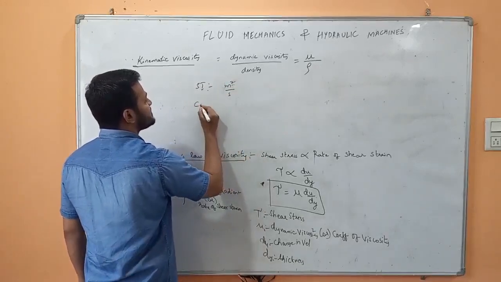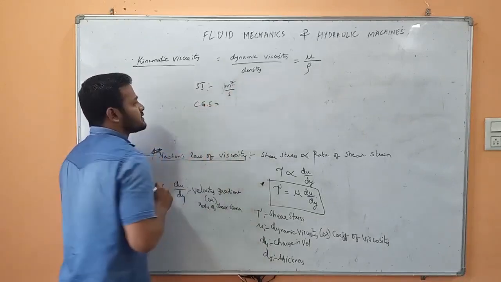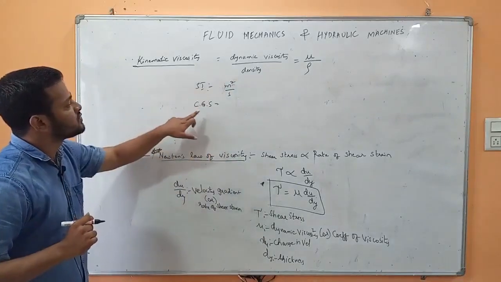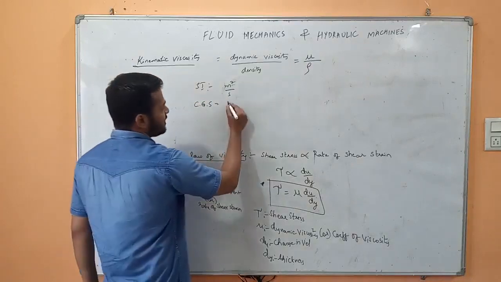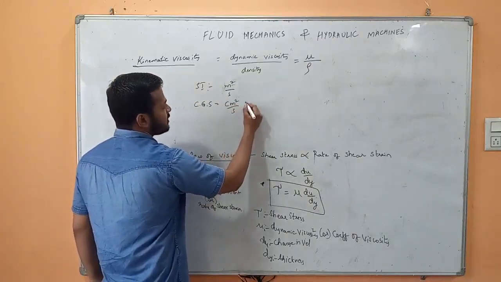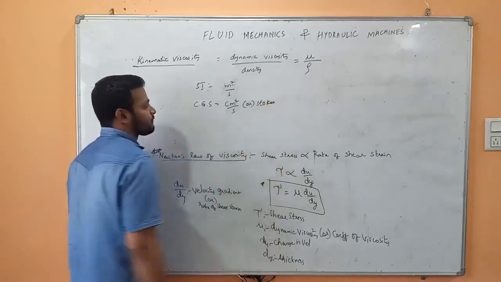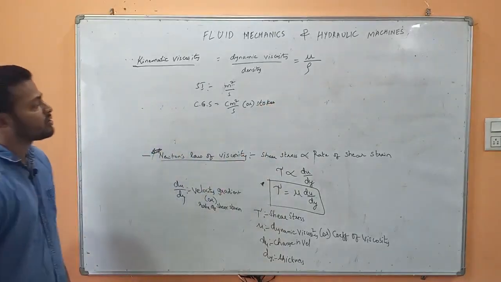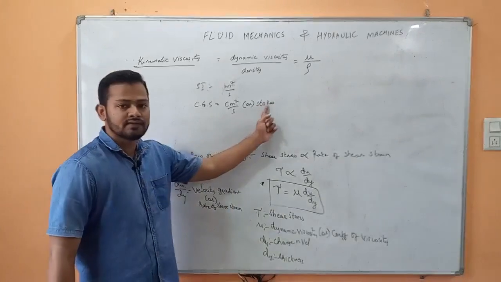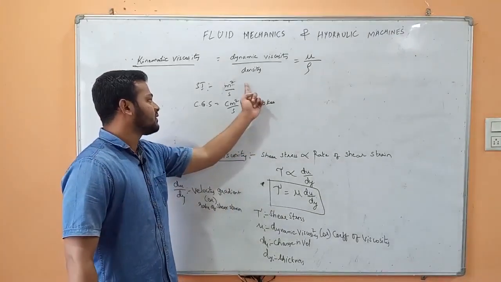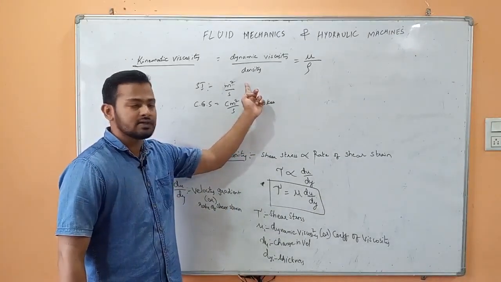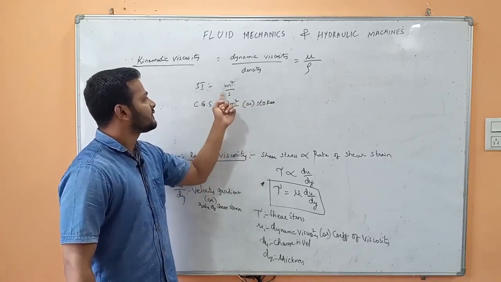So what will be the CGS unit? CGS means in place of meters you will be having centimeter. So centimeter square per second. This centimeter square per second is also called Stokes. This is very important because many times in the question he will give you CGS units. You have to convert because we will be solving problems in terms of SI unit.